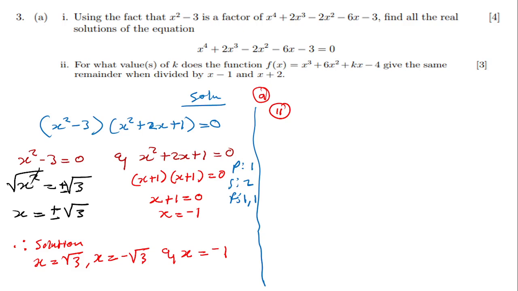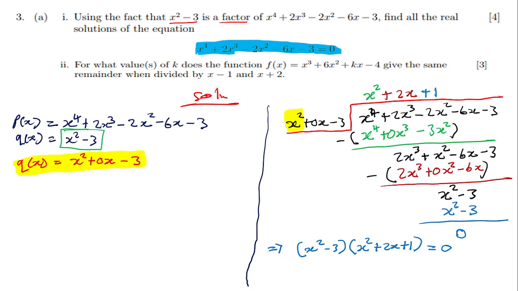I didn't see why you got that x squared plus 2x plus 1. We used the long division method. It came from the quotient. Here. That's where it's coming from.